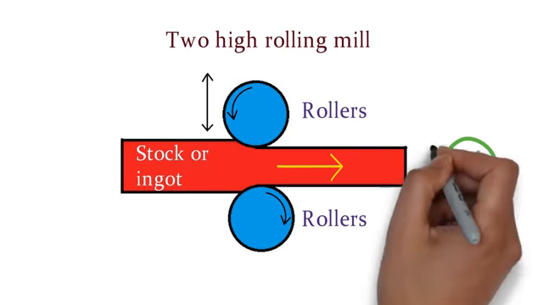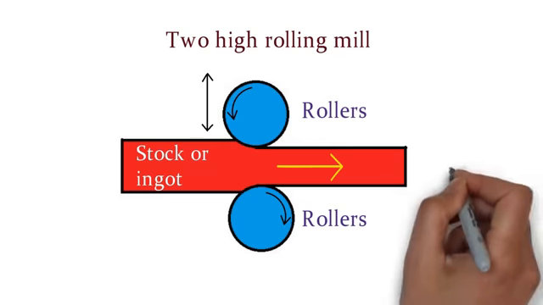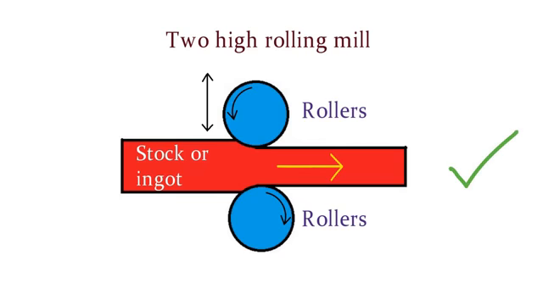Feeding of metal stock from right side is also possible, provided that there should be arrangement of changing the direction of motion of the rollers. It means in reversing mills, we can feed metal stock from both sides. The reversing mills are used to increase the productivity.